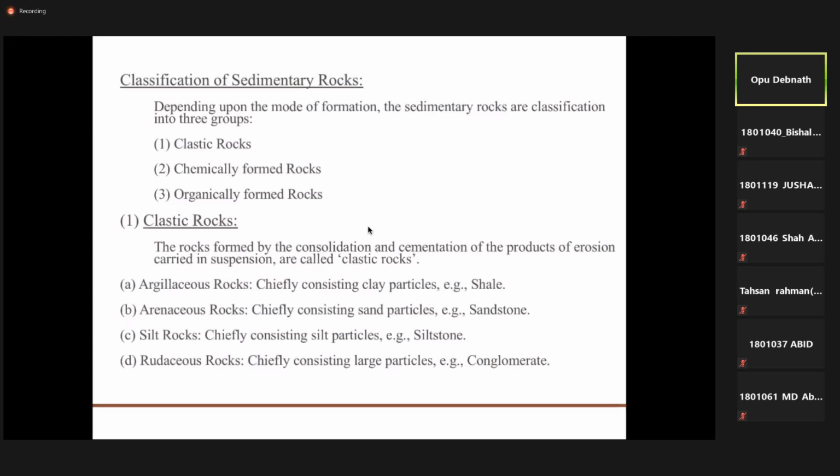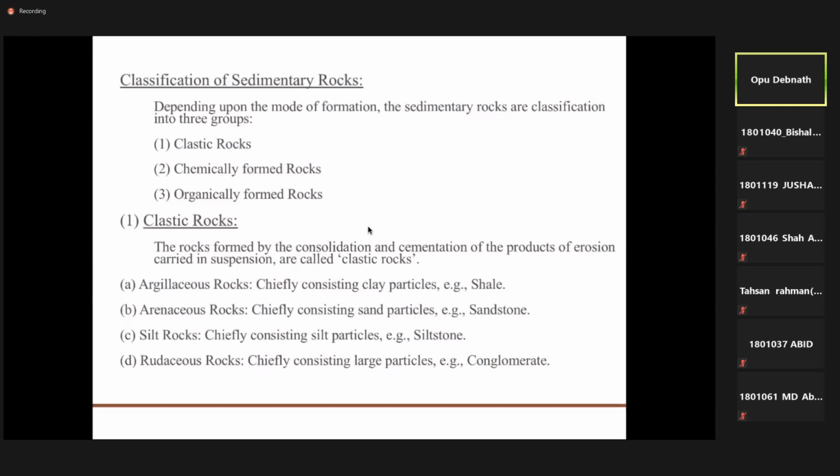So, it starts with the first one, the clastic rocks. These rocks are actually formed by consolidation and cementation, if the products come from erosion and then are carried by suspension and deposited in a conventional way, and then go for consolidation and cementation. So this category of rocks is classified as the clastic rocks. Here are some examples of clastic rocks: argillaceous rocks, arenaceous rocks, silt rock, rudaceous rocks, etc.